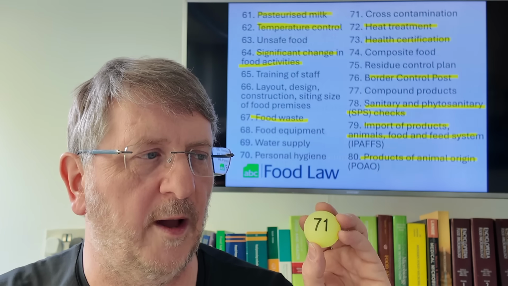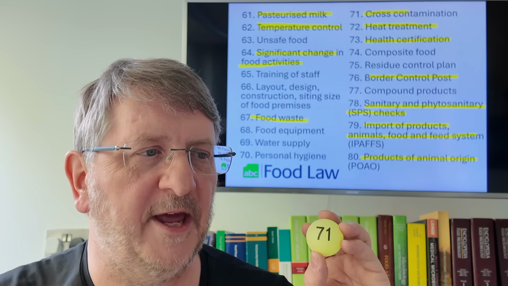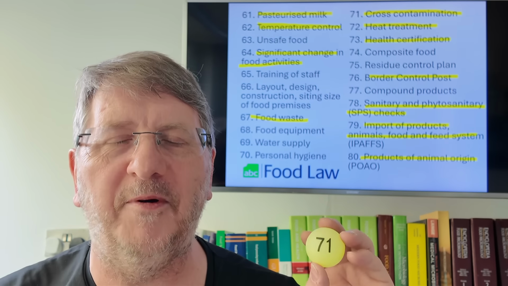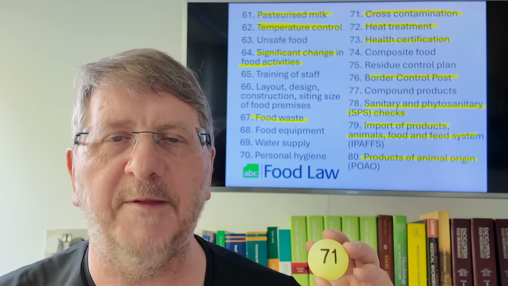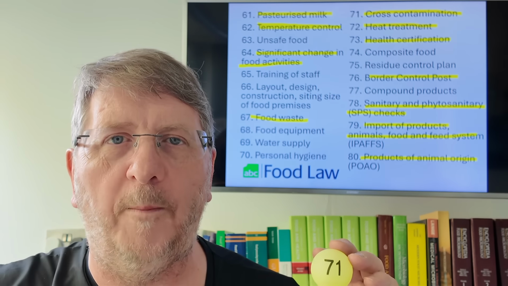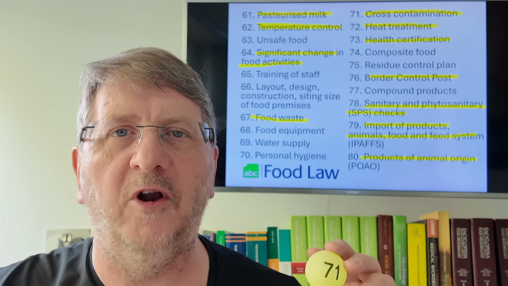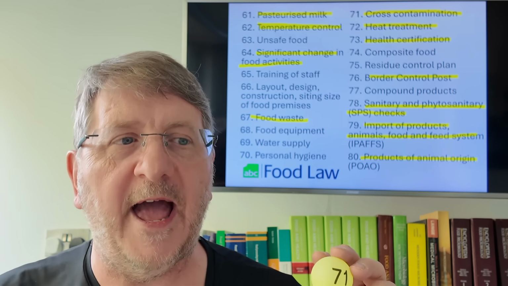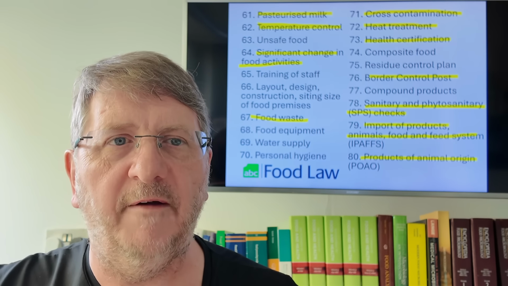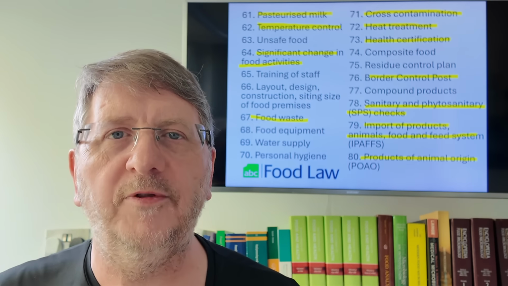Number 71. Cross-contamination fits in nicely, doesn't it? Because one way of preventing salmonella food poisoning is preventing cross-contamination from raw poultry to ready to eat. Cross-contamination, or cross-contact for our American viewers, is basically that, is preventing bacteria, food poisoning bacteria, getting onto ready-to-eat food.